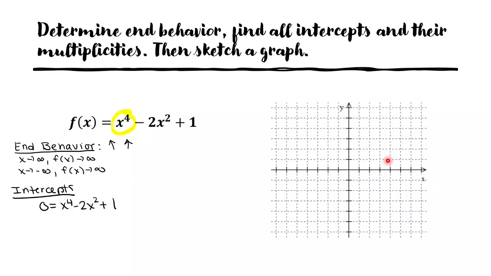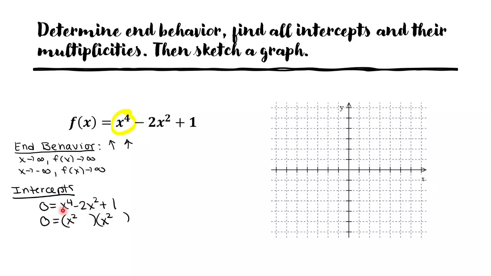To find my x-intercepts, I'm going to plug in 0 for y. So 0 equals x to the fourth minus 2x squared plus 1. Once again, my strategy is going to be factoring. This time I have 3 terms. So I'm going to draw my 2 parentheses and see if I can use some trial and error to factor this.